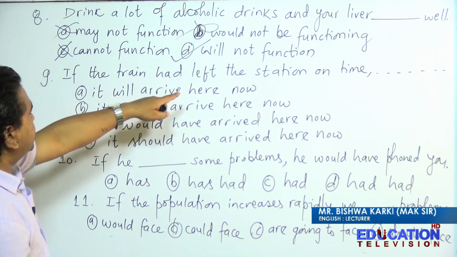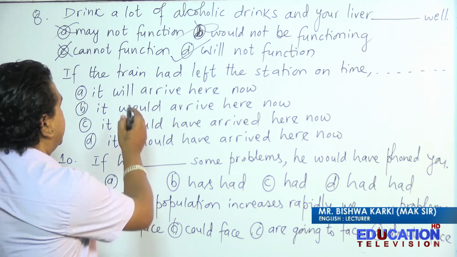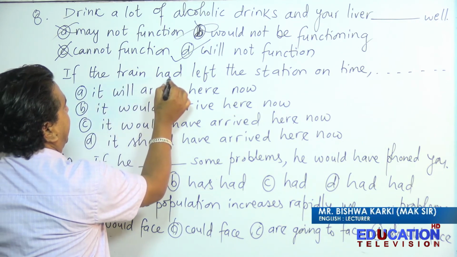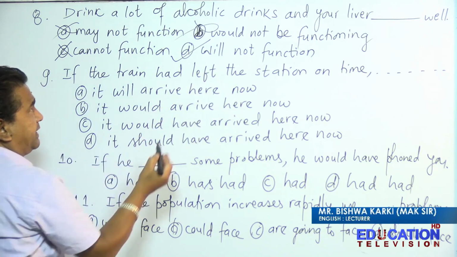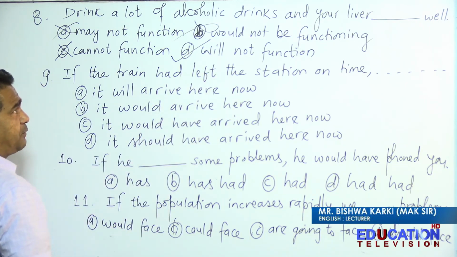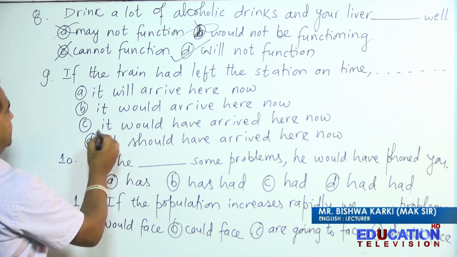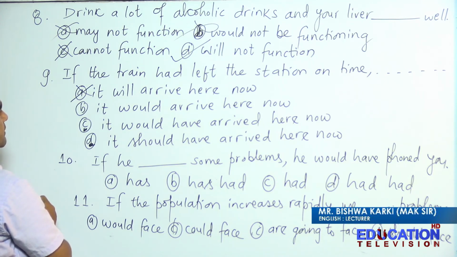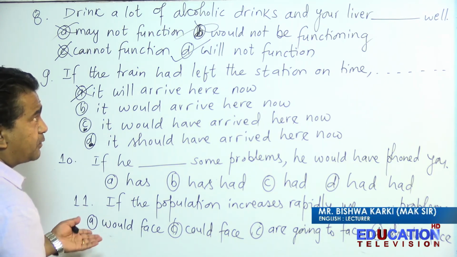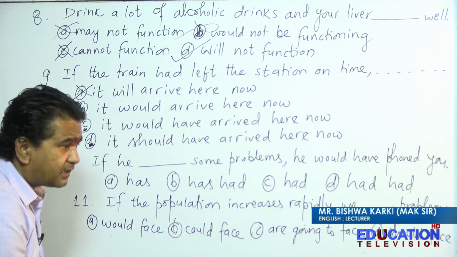If the train had left the station on time, we have the formula, and see the exception as well. If plus subject plus had plus B3, the next side should be should have, would have, could have, might have, must have plus B3. Should have arrived, this also could be the answer. Would have arrived, this also could be the answer. Will arrive, it cannot be the answer. So which one is correct? Should have or could have? You may say would have or should have, but these are not the answer.